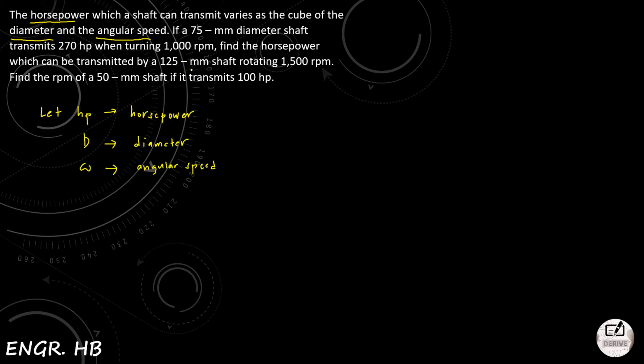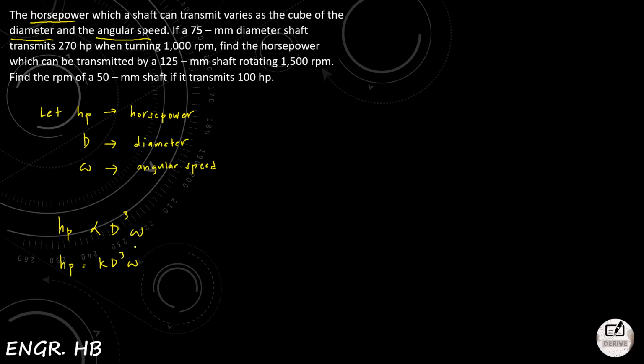So, ang sabi, the horsepower, so tatlo lang pala, the horsepower which shaft can transmit varies as the cube of diameter and the angular speed. Meaning, HP is equal to K D cube omega, and K represents the constant of proportionality because of this relationship.